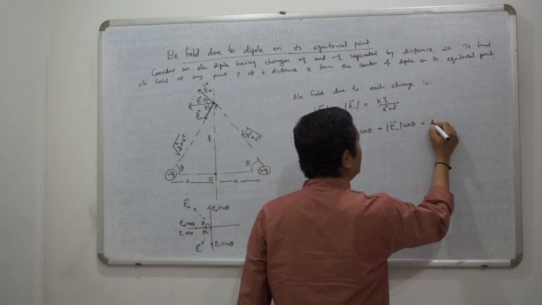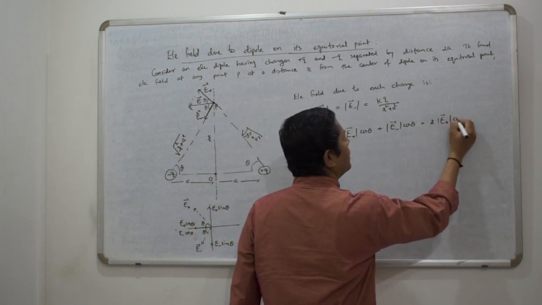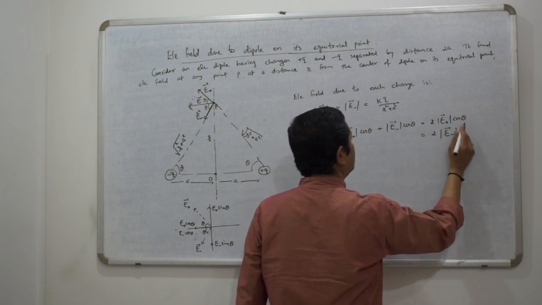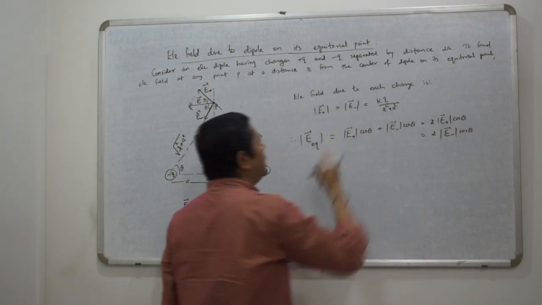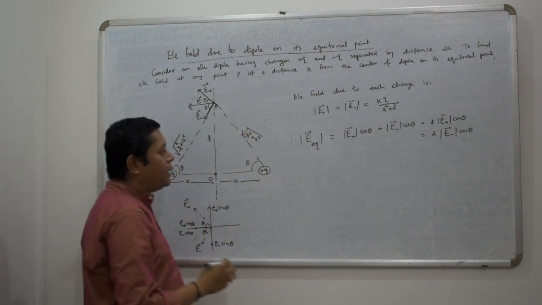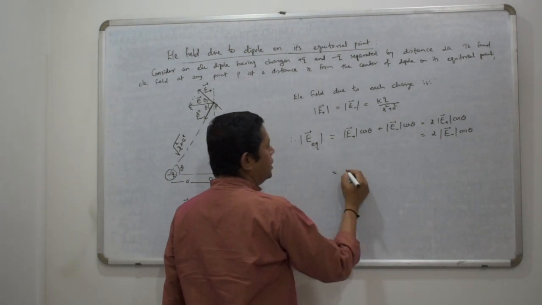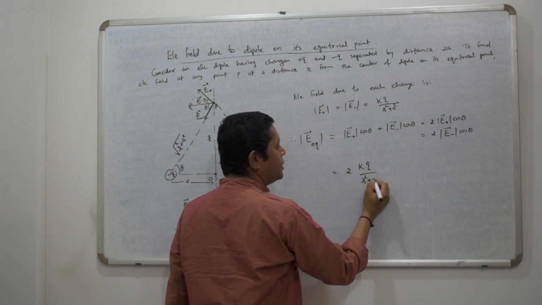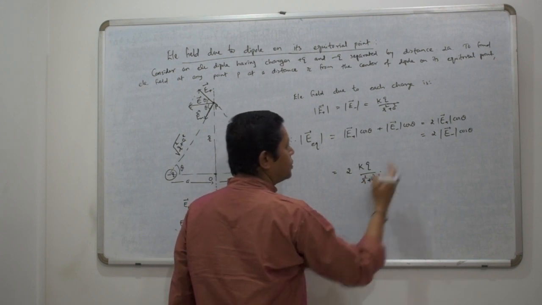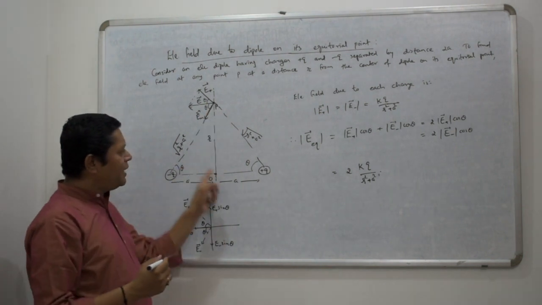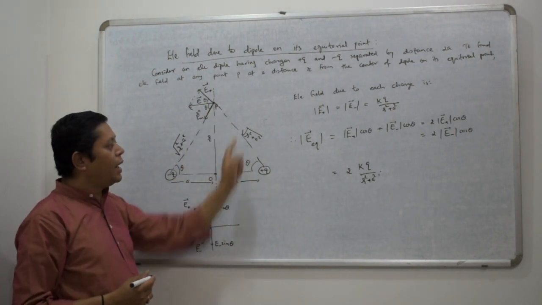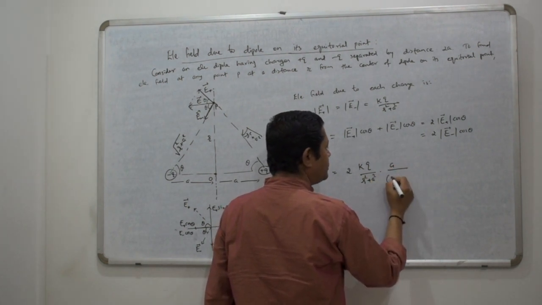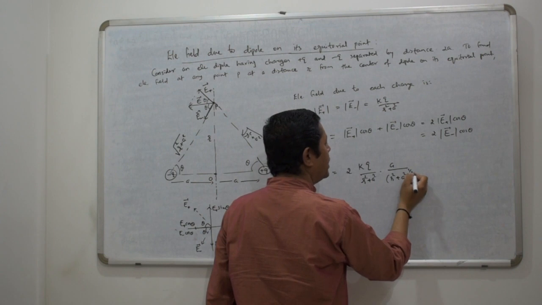Also you can write 2 times E plus cos theta, or also you can write 2 times E minus cos theta. Reason: E plus and E minus magnitudes are equal. And that's why, if you put these values, it's 2 times E plus or E minus, whose value is kq upon r square plus a square, into cos theta. From this right triangle you can see cos theta is adjacent upon hypotenuse, and that's why cos theta value will be a upon r square plus a square power 1 by 2.